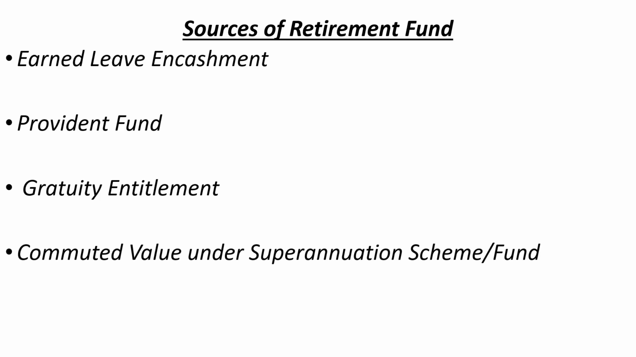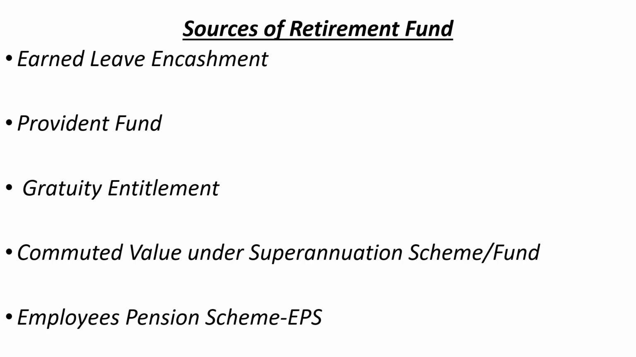Then the commuted value under the superannuation scheme. If an employee has a superannuation scheme implemented by the employer, he will receive commuted value of the pension on the date of retirement. The amount received under commuted value of pension is exempted from income tax. Under the employee's pension scheme, a monthly pension amount will be received by the employee from the employee's provident fund for every month.